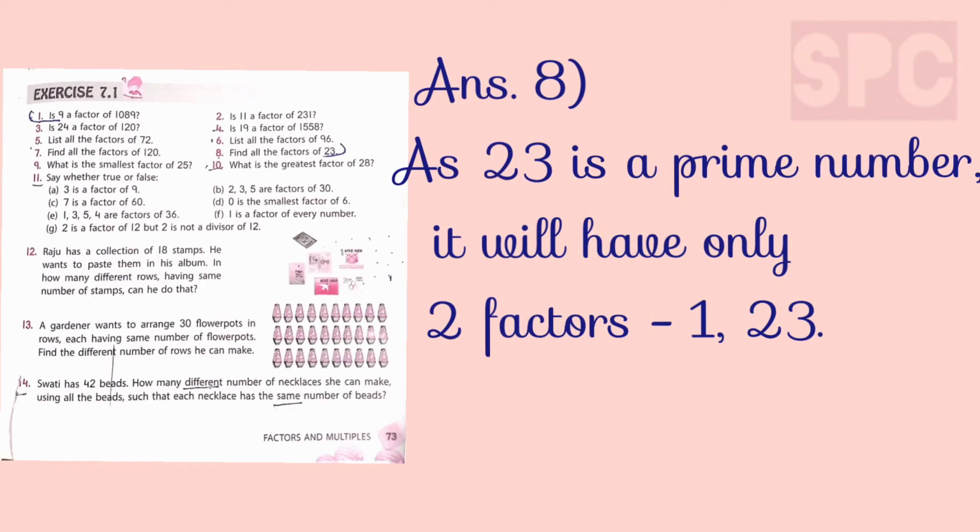For question number 8, since 23 is a prime number, it has only two factors. The first factor is 1 and the second factor is the number itself, which is 23. So for question number 8, it has got only two factors, 1 and 23.